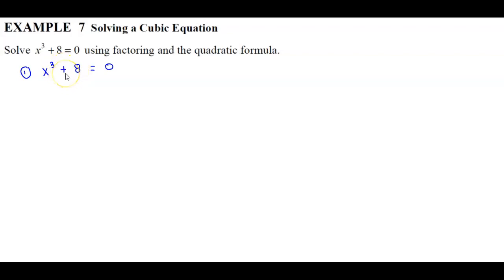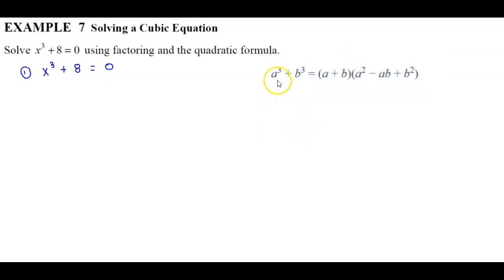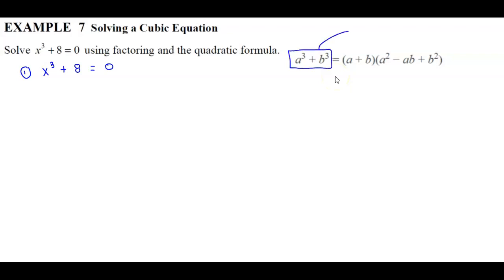Now, since this is a plus, we're dealing with the formula of the sum of cubes. So we need to find the form of x cubed plus 8 so it looks like this first part, and then we can factor it in this form here. In order to do that, we rewrite this by asking, what do I need to cube to get x cubed? Well, that's x. And what do I need to cube to get 8? Well, that number is 2. And that's equal to 0.